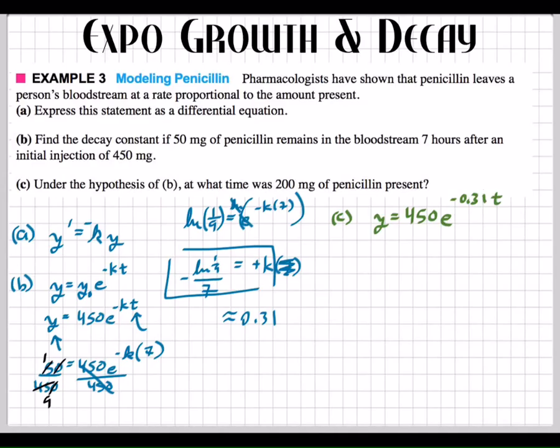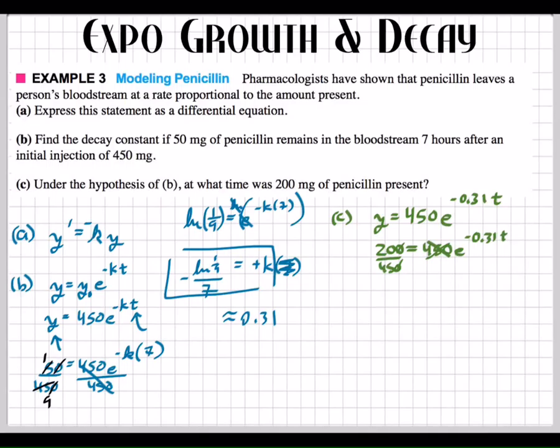Now it says, at what time did we get 200 milligrams? So where would I plug that into my formula, my function that we got? The y. So we're going to plug in 200 right here, equals 450 e raised to the negative 0.31 t. Now to solve this, we got to get the t alone, so we got to get the base alone, so we get the t out of the exponent. So I'm going to divide both sides by 450.